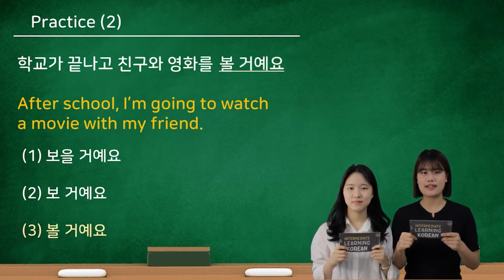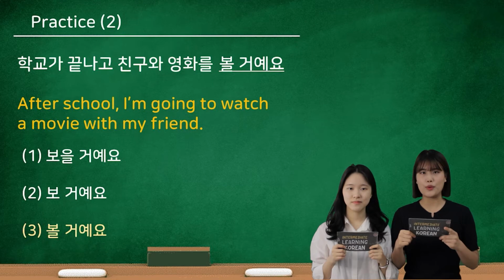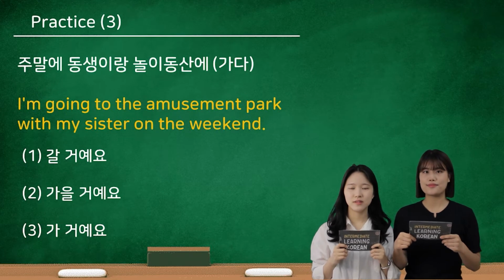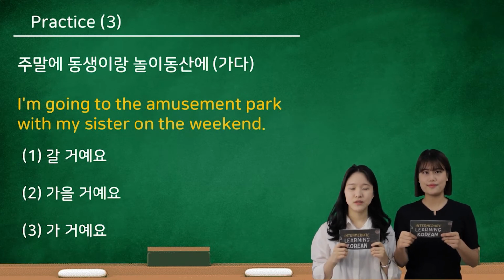The correct answer is 볼 거예요. When we remove 다 from the verb 보다, we can use 리을 거예요 because there is no final consonant. Yes, next, this is the third problem.